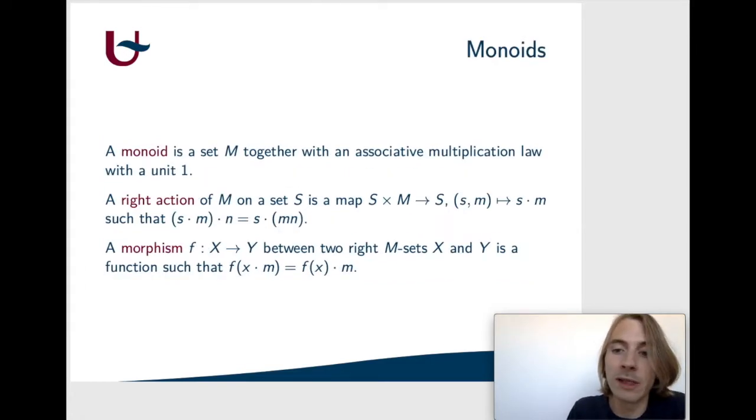For me, a monoid is not necessarily commutative, so it's a set together with an associative multiplication law and a unit 1. And similarly to the case of groups, you can define what a right action of a monoid on a set is, and you can define morphisms between two right M-sets.